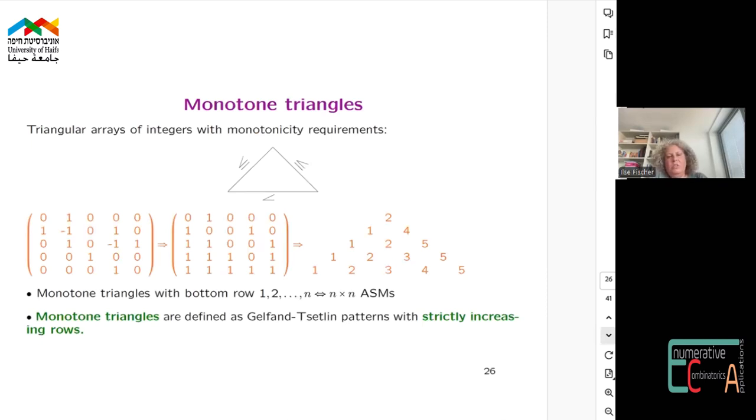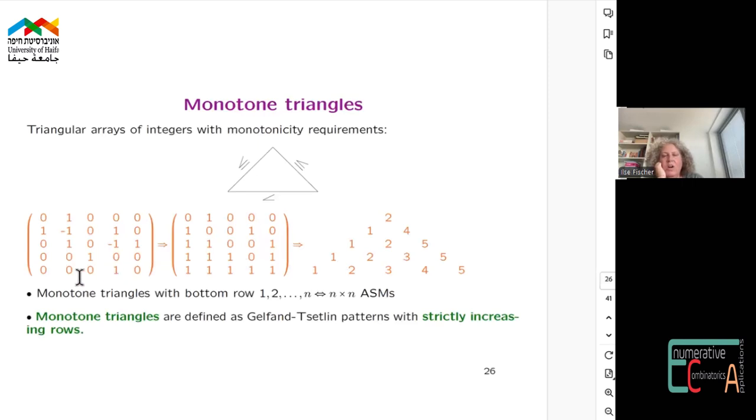So what is a monotone triangle? Well, a monotone triangle is a Gelfand-Zetlin pattern, and I try to indicate this by a weak increase in this direction and a weak increase in this direction. The additional requirement is that we have a strict increase along rows. Here you can see an example of a monotone triangle: weak increase in this direction, in this direction, and strict increase in rows.